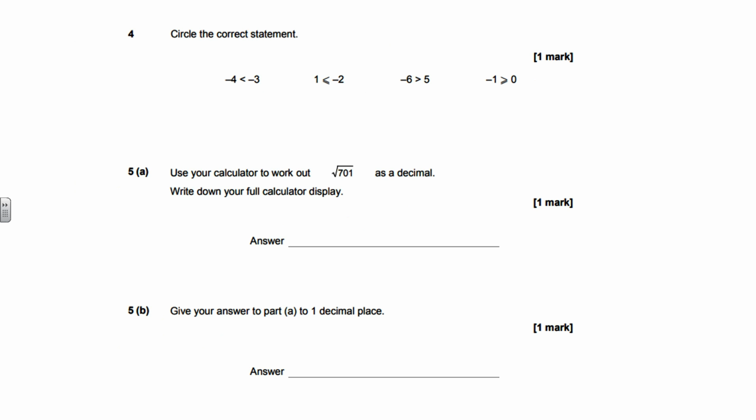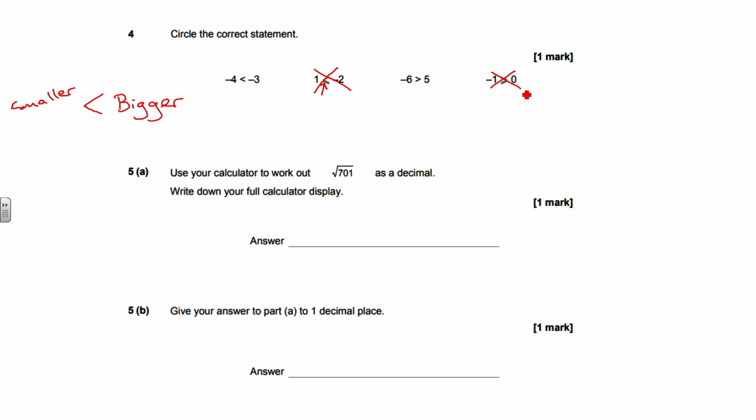Okay, next one says circle the correct statement. So these ones here, these inequality symbols, when they're written, this value is the bigger of the two, this value is the smaller. If you've got an equals, like a double line like we have here, it means it can be equal to it. So I'm immediately going to reject those because there's no way 1 can be the same as -2 or -1 could be the same as 0. So it comes down to these two.